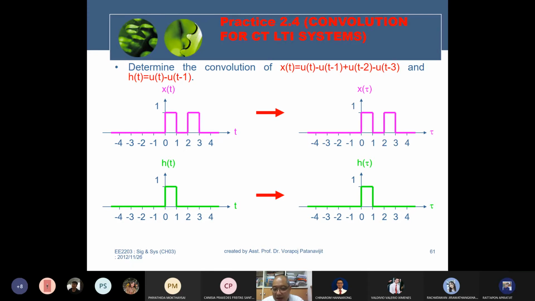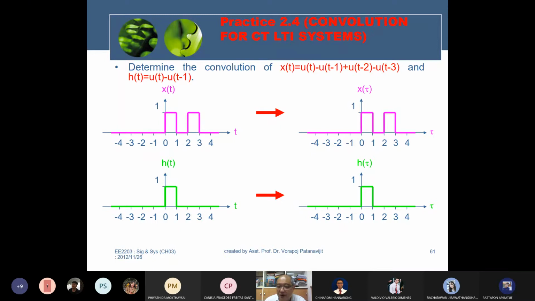In this case, x(t) is the pink one and h(t) is the green one. The question gives you x(t) in mathematical form. You write them, express them, and draw them in graphical form here, the pink one, and h(t) is the same. In this case, you can see that x(t) is more complex than h(t). Therefore, you will fix x(t) and process h(t) instead.